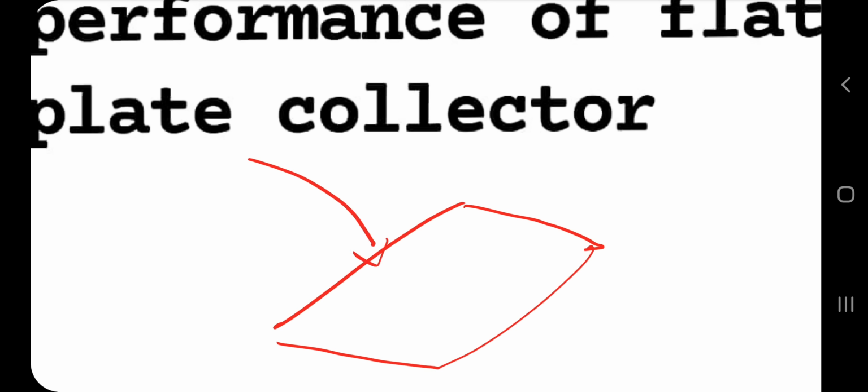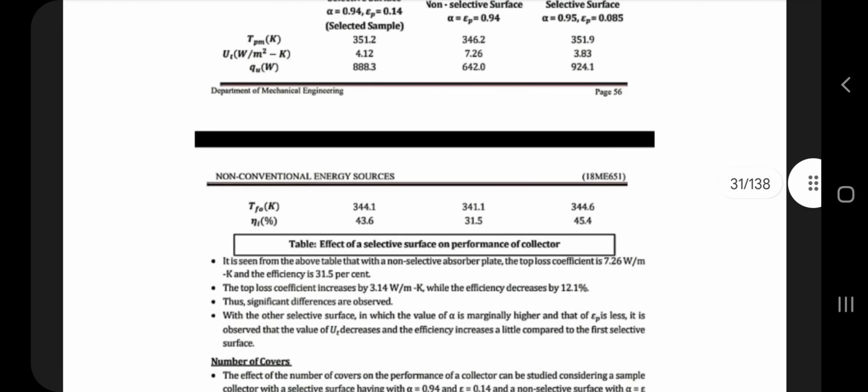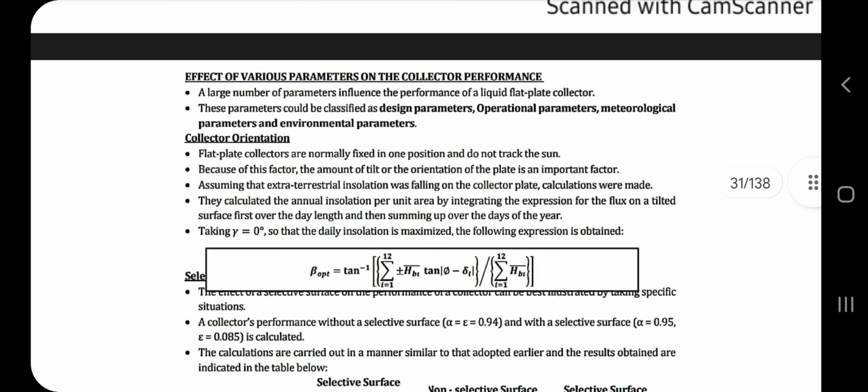So it collects the solar energy, and what are the factors affecting it? Factors means by what factors more solar energy will be collected, and sometimes less solar energy will be collected. That we will be discussing. Okay, so the main key points you need to mention: the first one is the collector orientation.